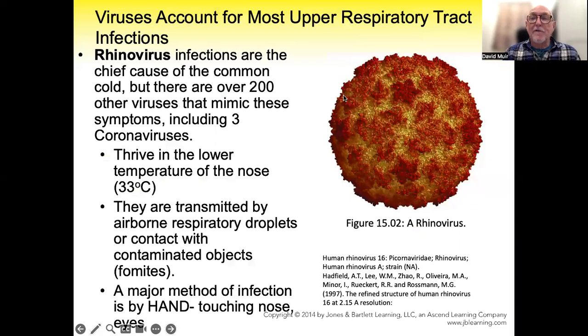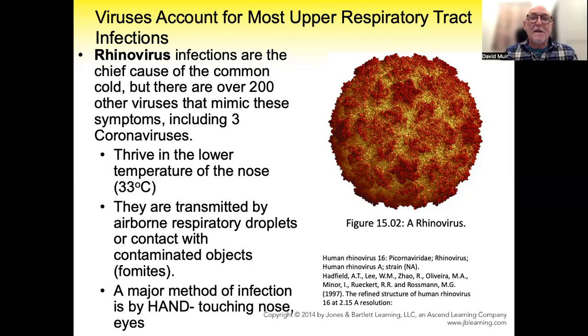So most of the upper respiratory tract infections are viral. They are very seldom bacterial. We will hear about some when we talk about bacterial disease. But here is a very common cause of the common cold, and that is rhinovirus. And rhino refers to the nose. That's why rhino is called a rhino.